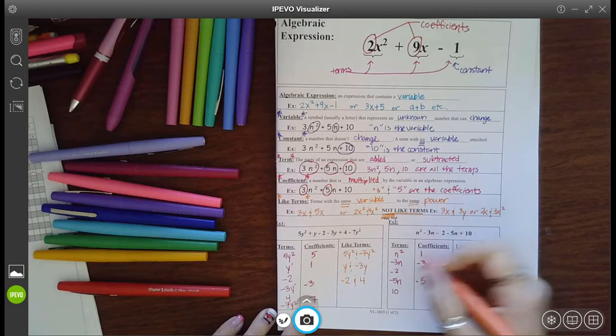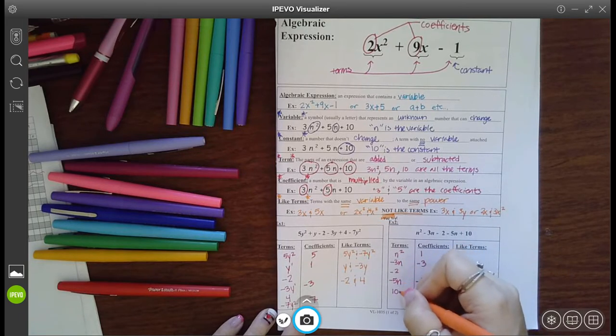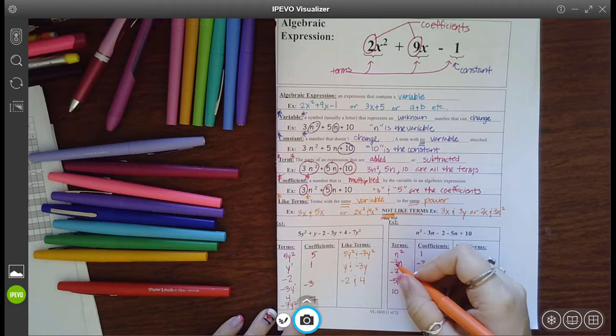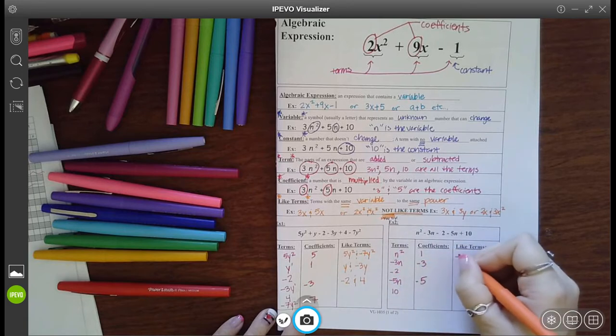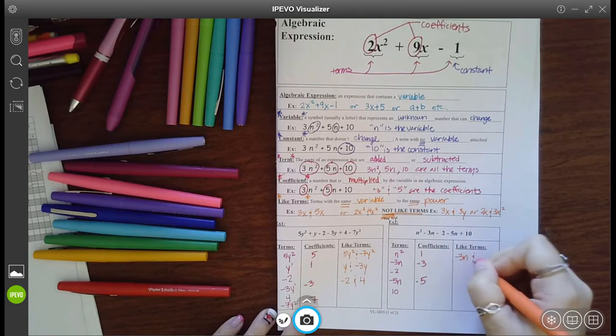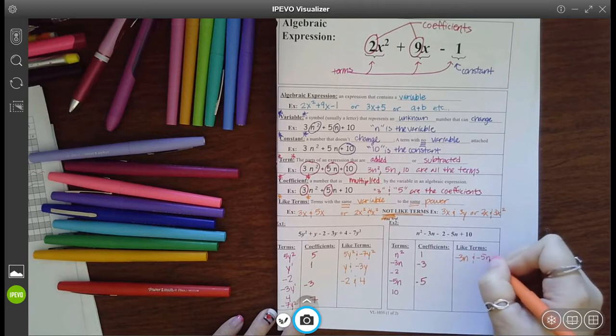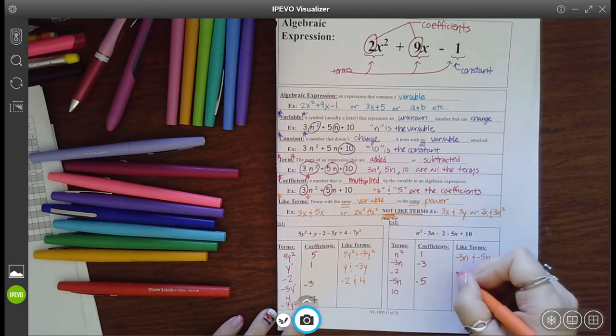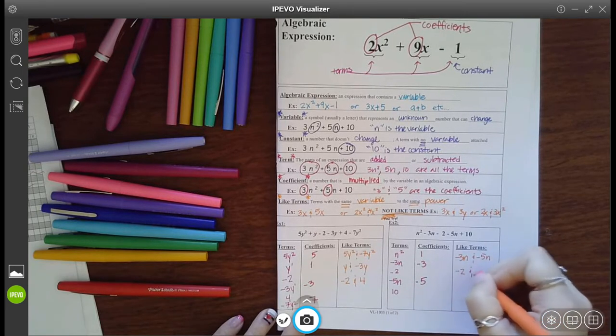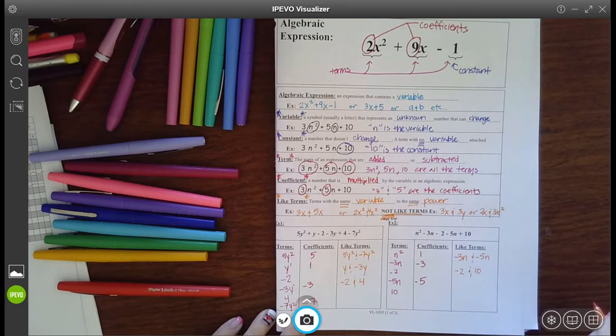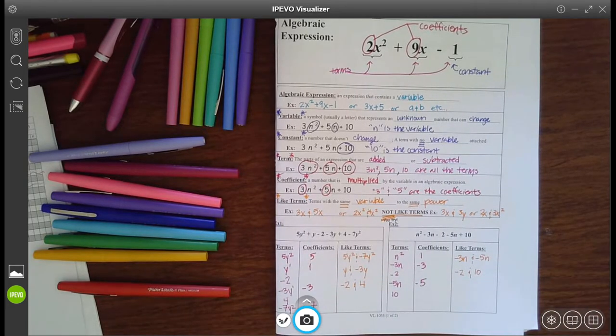Okay, so n squared. Do you see any other n squareds? Nope. Do you see any other n's to the power of 1? Yes, there's the -3n and the -5n. And then do you see any constants? A -2 and a 10. So those are all of the like terms for that algebraic expression.